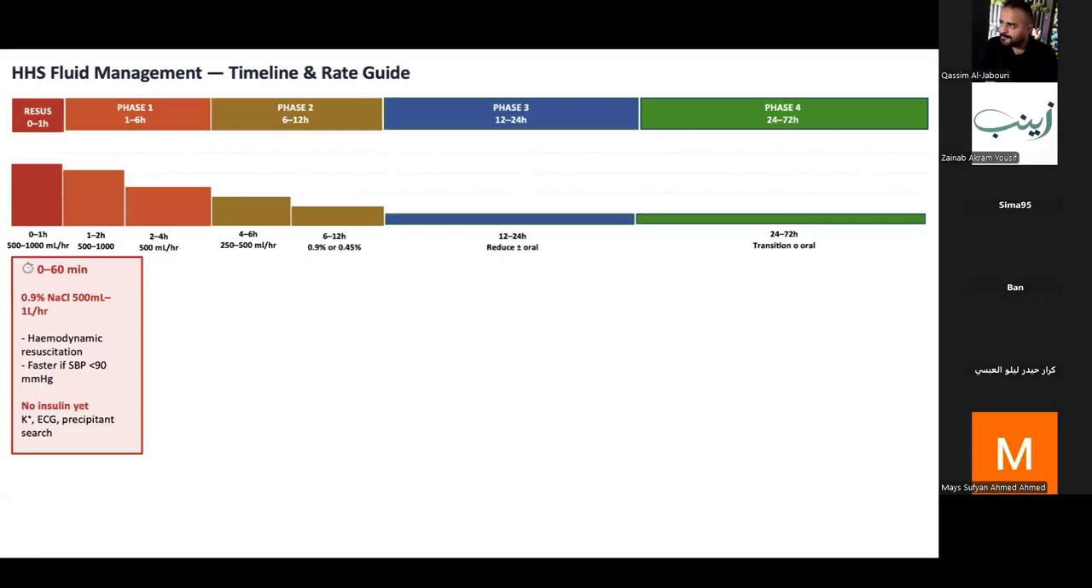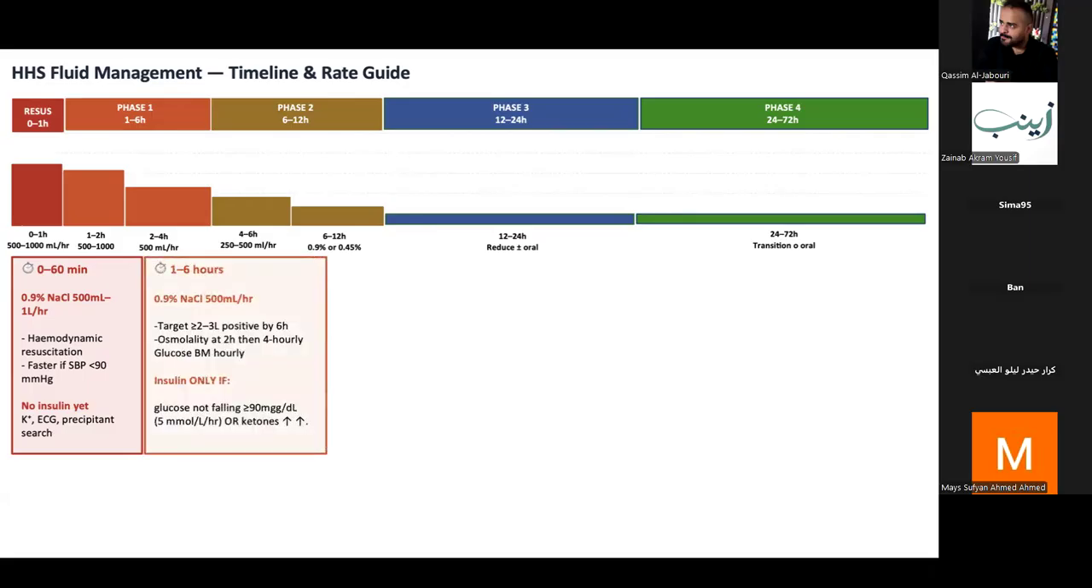like any medical emergency. You gain an IV access. You take initial bloods, electrolytes, ECG, cultures to look for precipitant event, and you give, of course, the initial resuscitative fluids. Subsequently, you continue with your IV fluids, and your target in the first 6 hours is to have 2 to 3 liters positive balance. So urine output monitoring is essential in those patients in order to calculate the fluid balance.